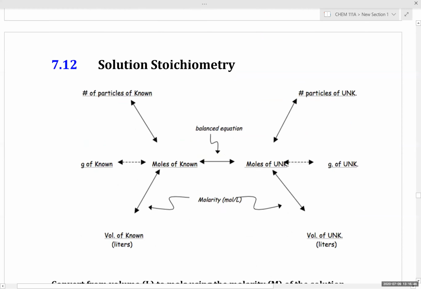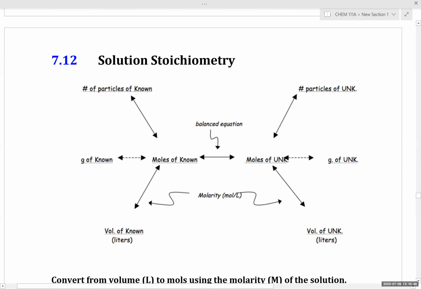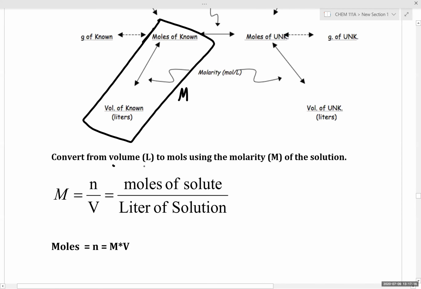Let's talk next. We've talked a lot about solutions and chemistry involving solutions. So we have this wonderful chart that we prepared, remember when we discussed stoichiometry? The only thing new that we add is the fact that we can now go from the moles of a sample to the volume of a solution of that sample using molarity. That's the only thing we're adding in solution stoichiometry. So you can convert from volume in liters to moles using the molarity of the solution. In other words, moles is molarity times volume.